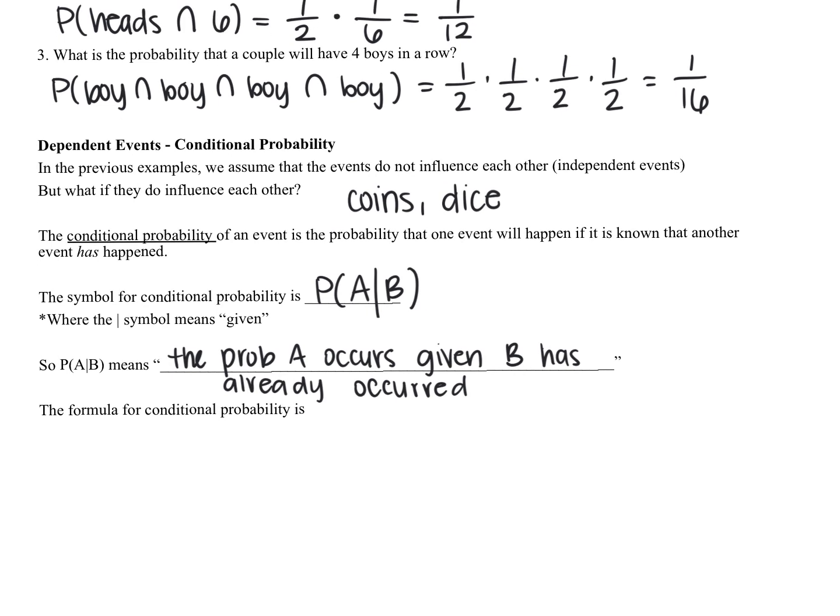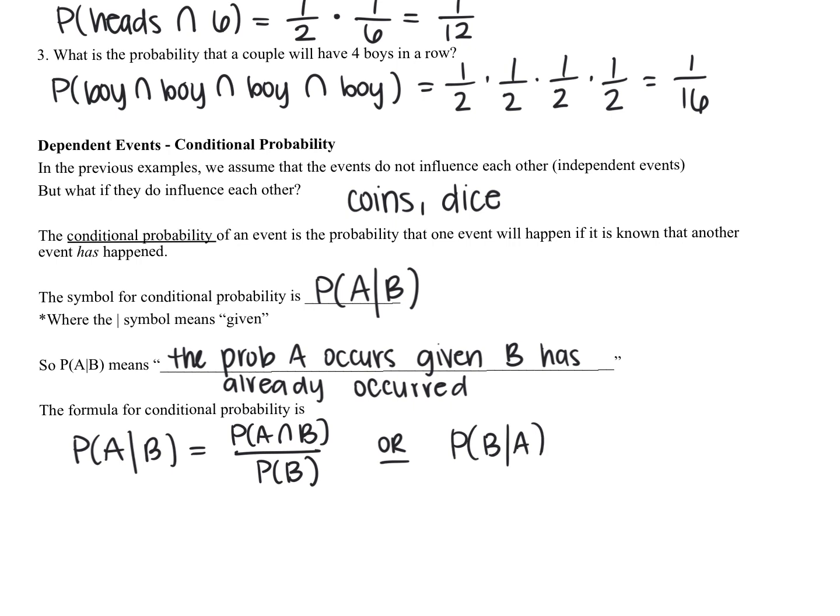So for that formula, the probability of A given B is the probability of A and B over the probability of B. If you're trying to find the other way, so you want to find the probability of B given A, the numerator is still the same. It's the probability of A and B, but the denominator is now the probability of A. So whichever event you're saying has already occurred will always be your denominator, and the probability of both occurring will always be your numerator.